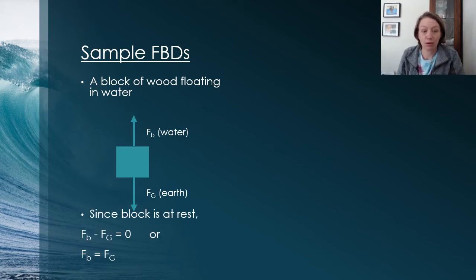Since the block is at rest, floating in the water, that means that these forces have to be balanced, right? FB minus FG equals 0. That's one way to write mathematically that these forces are balanced. Or it boils down to FB equals FG, right? They have to be equal in size.